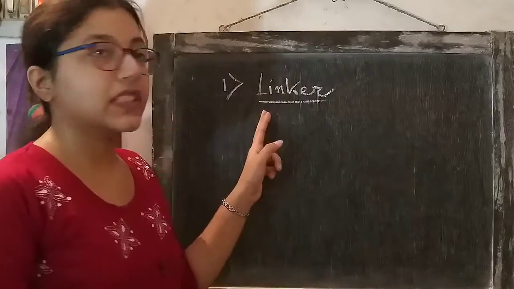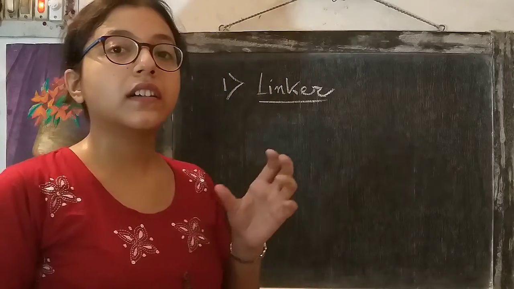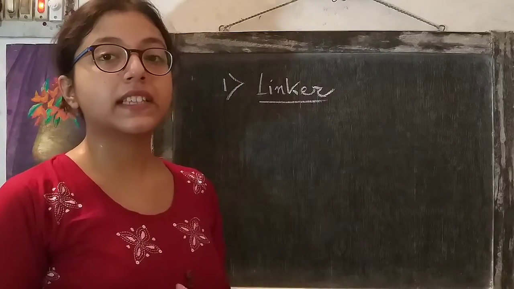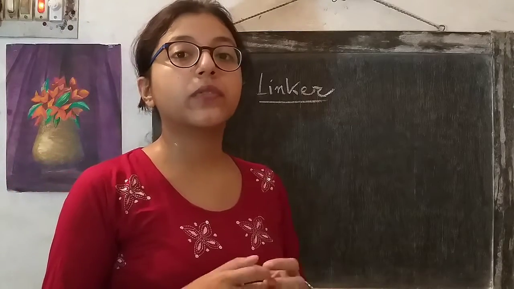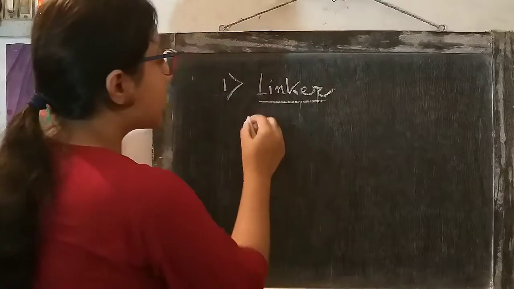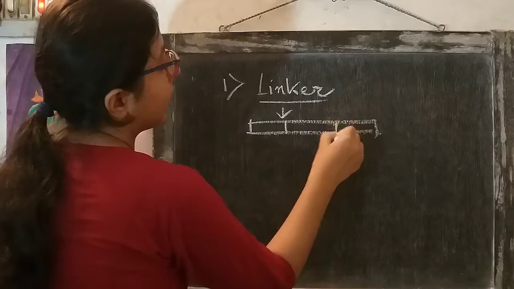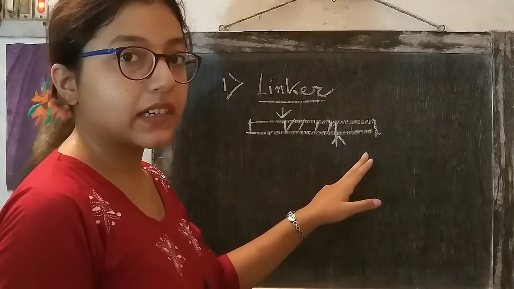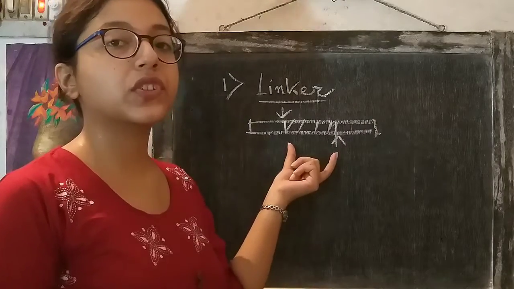So coming to the first one, that is the linker. Linkers are basically oligonucleotides that are artificially synthesized. Oligonucleotides are nucleotide sequences of very short range, and the specialty of the linker is that its sequence contains the recognition sequence of a restriction endonuclease. So suppose this is the linker, and this linker will contain within itself the recognition sequence for a restriction endonuclease.